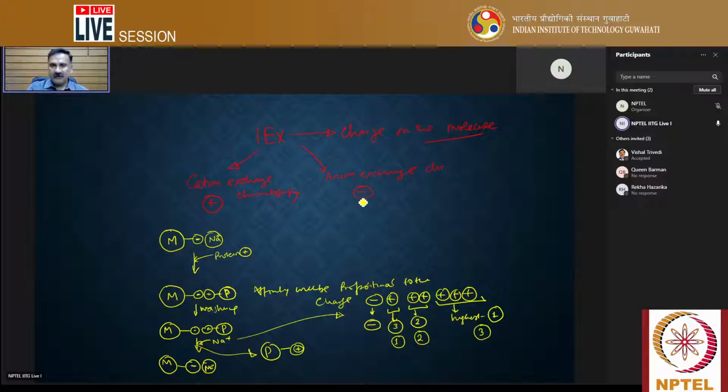In the anion exchange chromatography, exactly the same thing is going to happen, except that the matrix is going to have the positive charge group. So it's exactly the same, but completely reverse, and it's going to have the negatively charged anion bound. The protein should be negatively charged, and it is going to replace the chloride, and that's how it is going to bind. Here also the affinity would be proportional to the charge. The protein which has more negative charges will have the highest affinity, and so on.